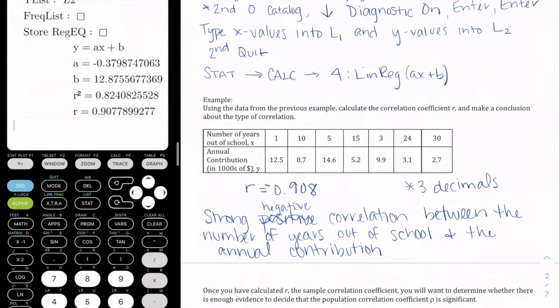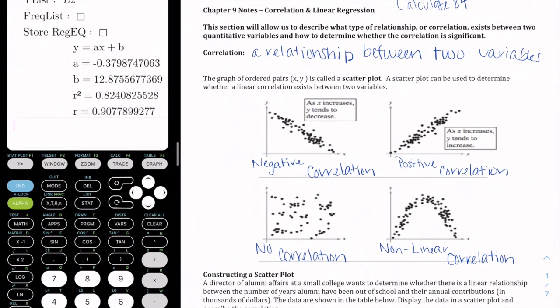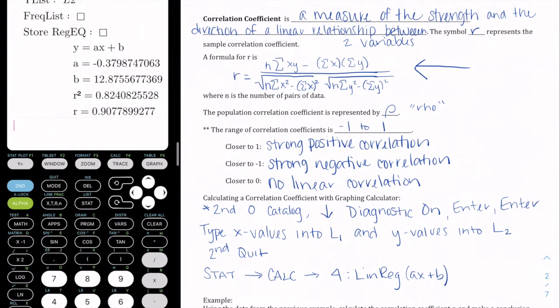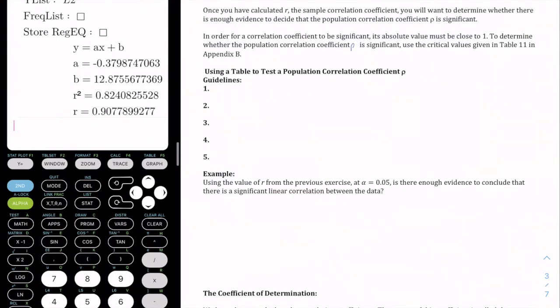So, I'll jump back to where we were. Okay, so when we're using this table, the first thing we're going to do is determine n, the number of pairs. Then we're going to identify alpha, which remember will always be given to you. And then you're going to find the critical value.